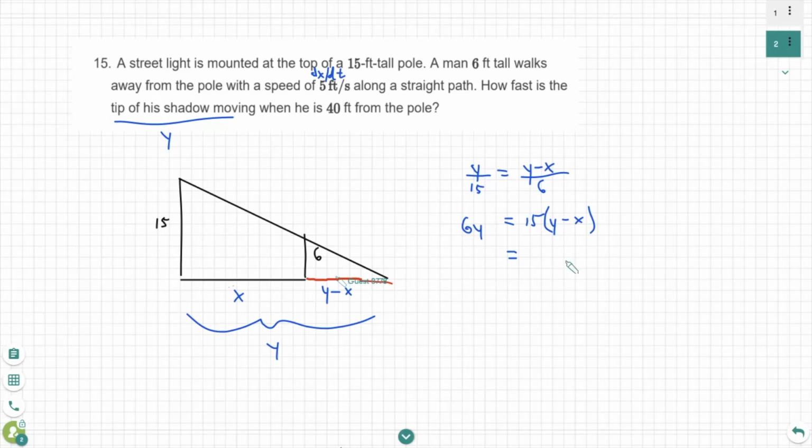Can we make this equation easier to work with? Expand out the second term, like 15y minus 15x. All right, and then what can we do after that? Well, we have y terms on both sides, right? Oh, right, of course. So we can just have 15x equal 9y.